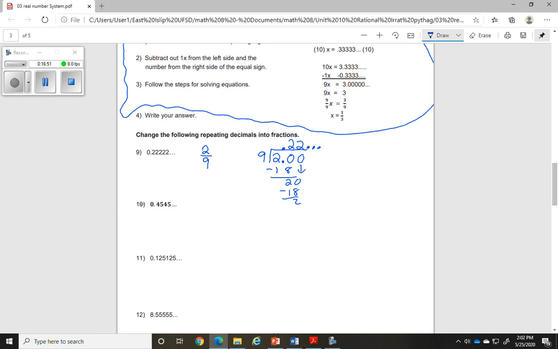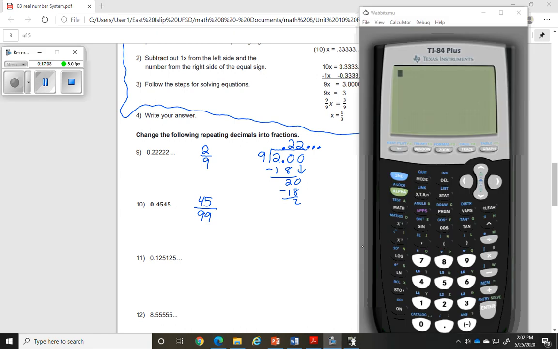Now this, number 10, has 2 digits repeating. So I have to write those 2 digits down, but now I can't just put a 9 here. Now I have to put a 99. And you could even check this out on a calculator. On my calculator, I could do 45 divided by 99. And you see I get 0.45 repeating.